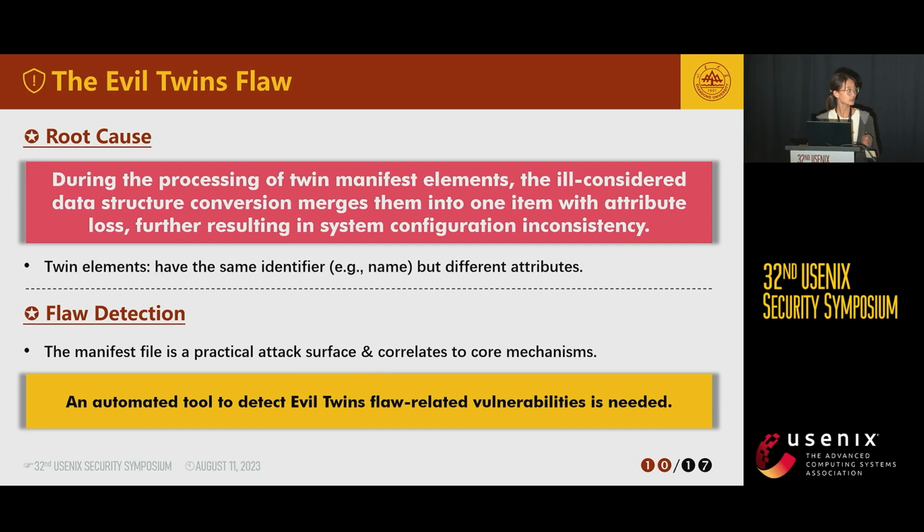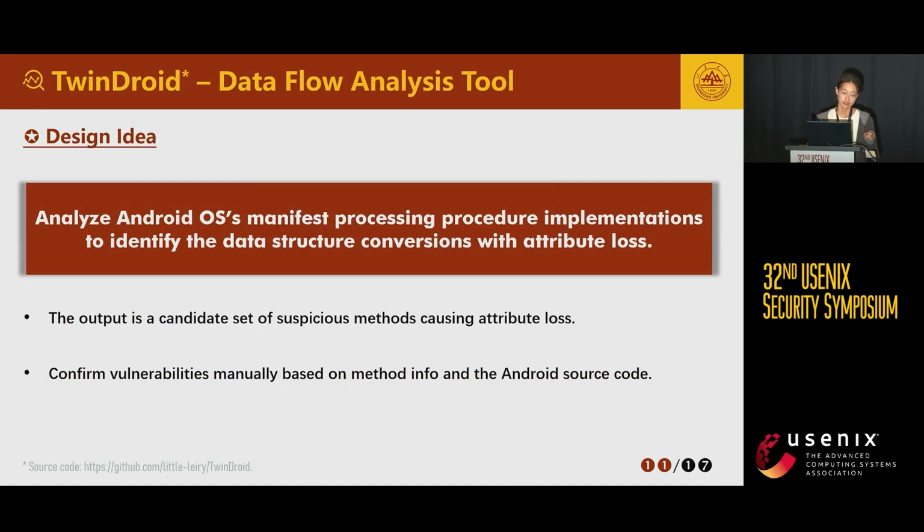Given the significance and the complexity of Android manifest processing procedures, we believe that this case is just a tip of the iceberg. So to automatically detect the evil twins flaw-related vulnerabilities, we developed a data flow analysis tool, TwinDroid. Its high-level idea is to analyze manifest processing procedure implementations and identify the data structure conversion with attribute loss. Due to the limitation of static analysis, the output of TwinDroid is a candidate set of suspicious methods. We need to manually confirm vulnerabilities based on the obtained method information and the Android source code.